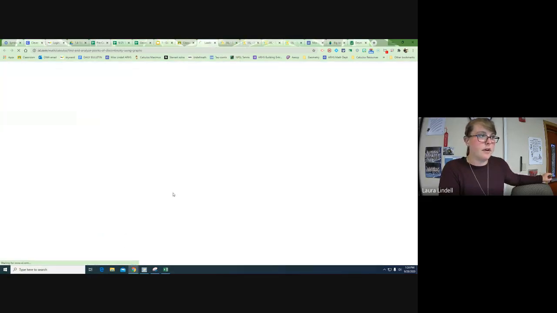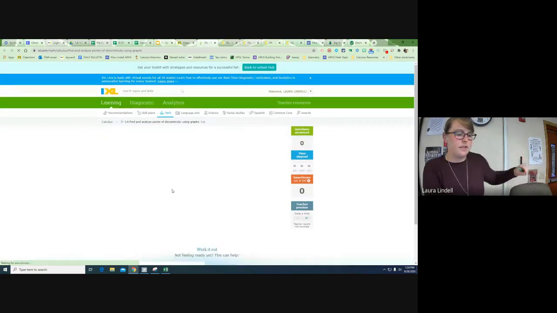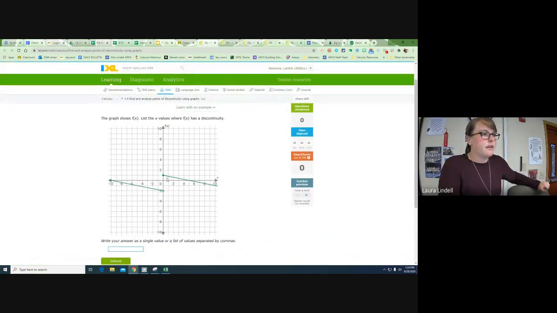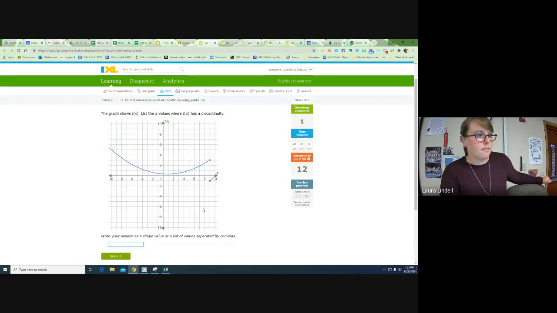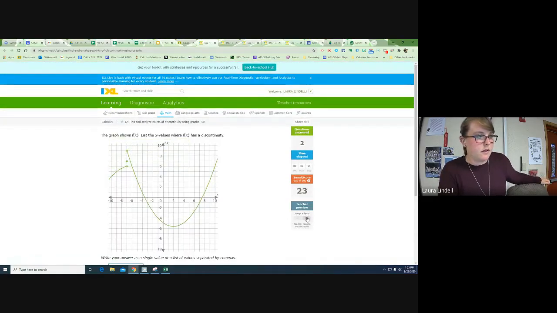And the last one, analyzing points of discontinuity using graphs. On a lot of these, you're just listing values where there's a discontinuity. So when x is 0 here, there is a discontinuity. You're writing it as a single value or a list of values separated by commas. So if there's more than one discontinuity, make sure you put a comma and then the other values of x. All right, let's jump a level and see what else we get.